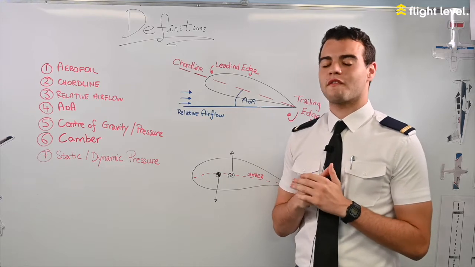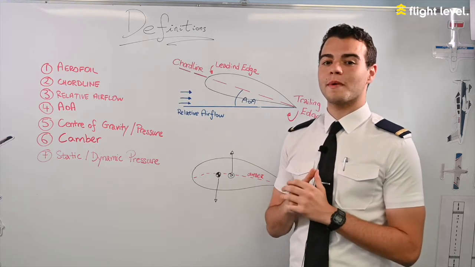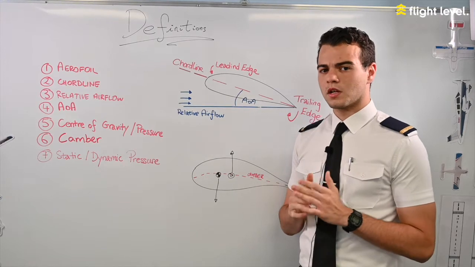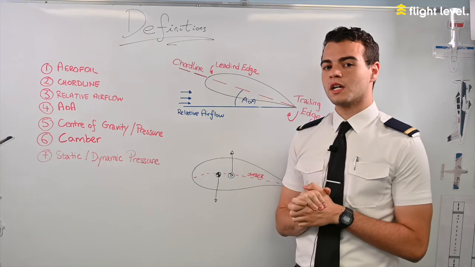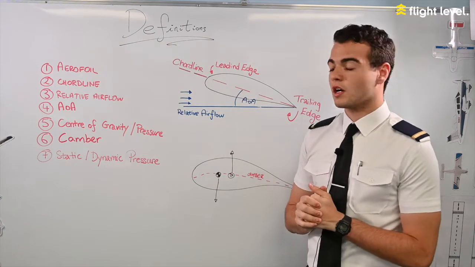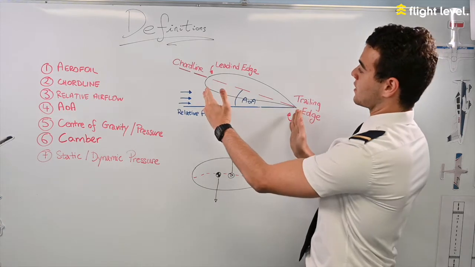Today is lesson 1, Effects of Controls, and we'll be covering the fundamentals of aviation theory. We'll start off with some definitions. So number 1, we have the airfoil. An airfoil is a cross-section of the wing of an aircraft, like such.